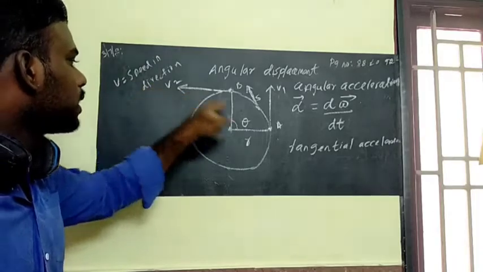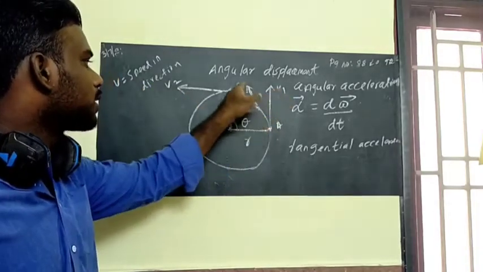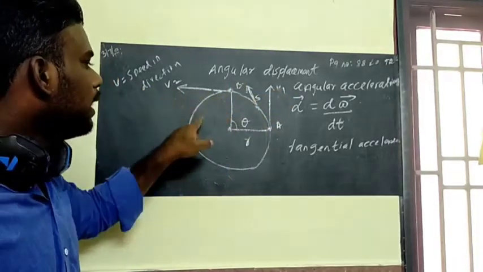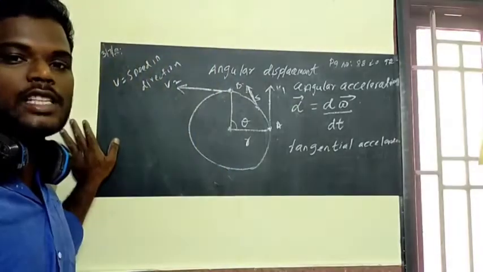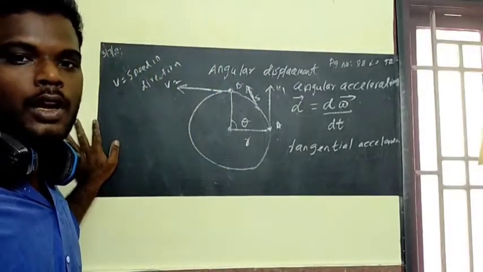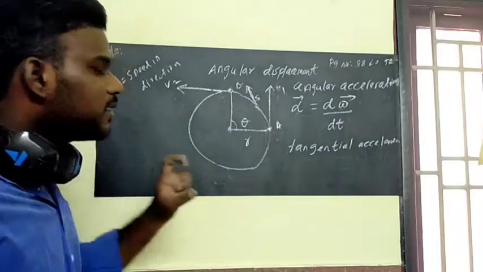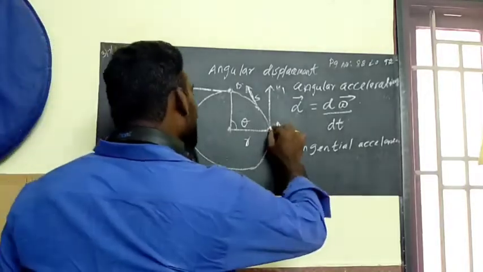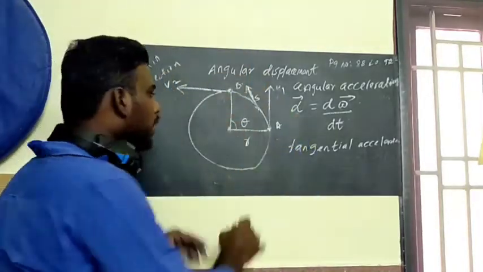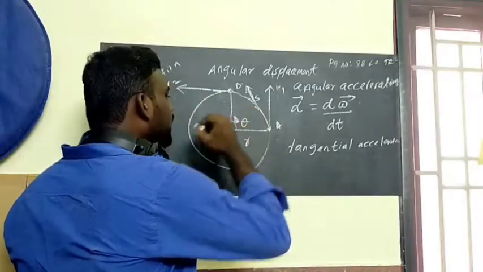Then what about the direction? See the direction at this point, at this point, and at this point. At every point, the direction of the velocity keeps on changing. And then I can tell you there is some acceleration along the tangent of the circle. Okay, here we have an angle made by del theta.